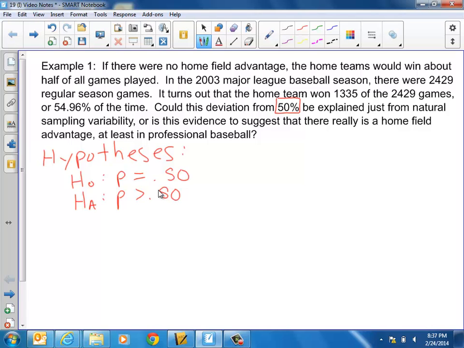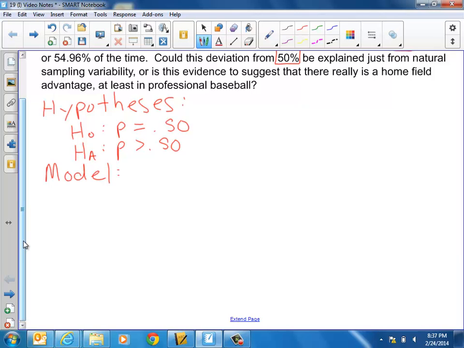Now, okay, now to a model. I said that we were going to use Chapter 18 ideas. So if we know that p is equal to 0.50, we want to look at this sample here that has the 2,429 games. We're going to use the normal bell curve for a distribution of sample proportions. So all these conditions that we've checked in the past still hold. So for the model piece here, we're going to check randomization.